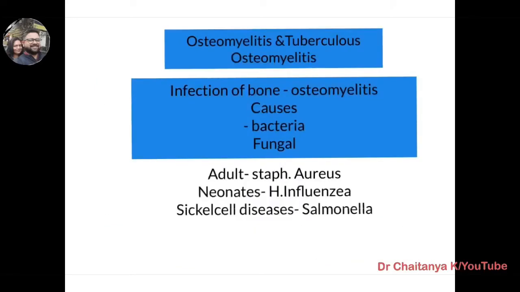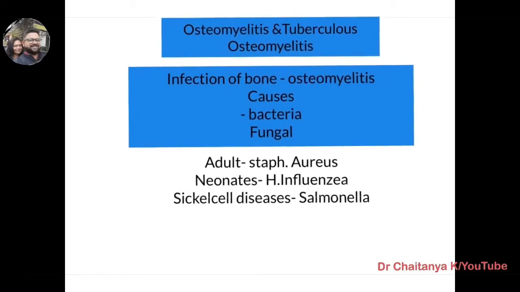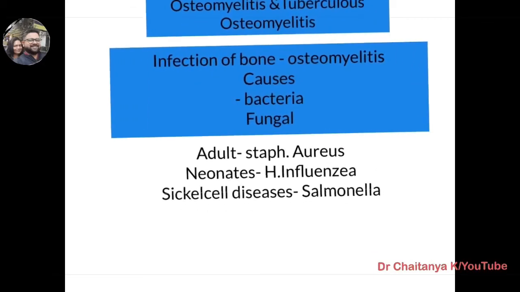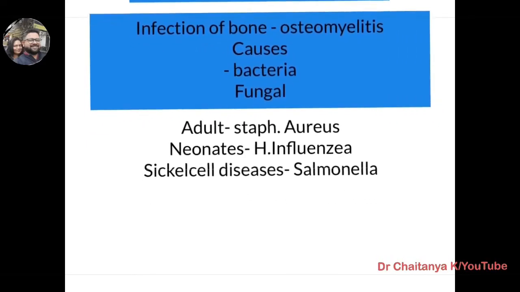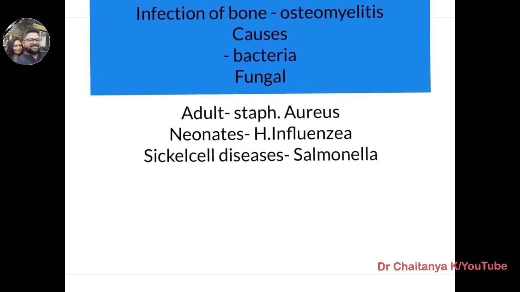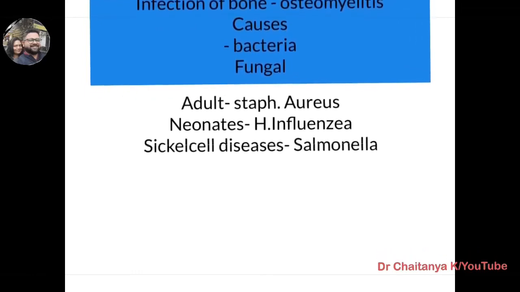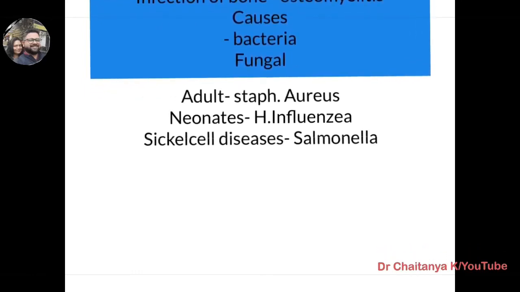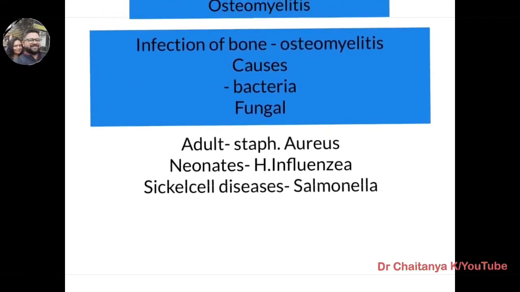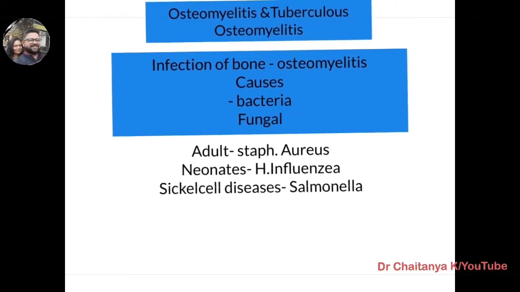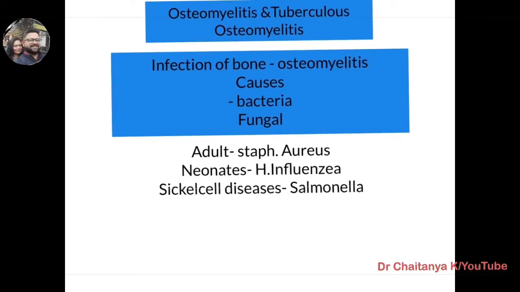So for the inflammatory lesions, there is osteomyelitis and tubercular osteomyelitis. Osteo means bone, myelitis means infection. So, bone infection. There are different causes like bacterial, fungal, and viral, which are very rare in case of bone infection. Coming to the causes, for adults it is Staph aureus, for neonates it's Haemophilus influenzae, and in patients who have sickle cell disease, it is Salmonella typhi. So these are the main bacterial causes by which bone may get infected.